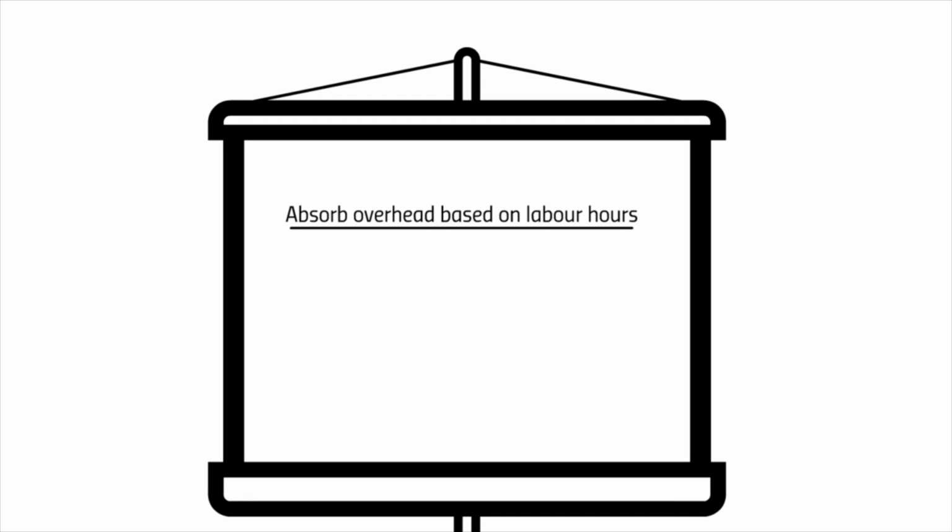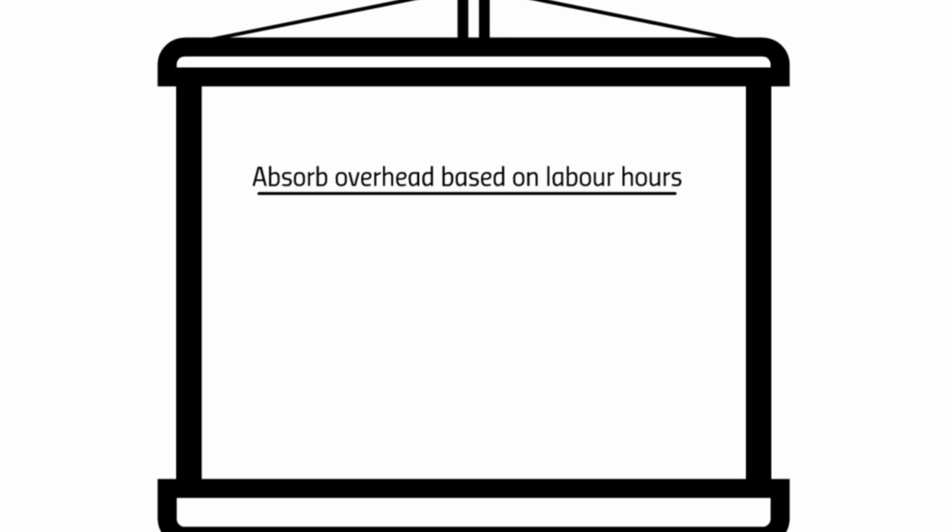Absorption costing is covered in other areas of the syllabus, but essentially what we're looking to do here is to calculate the full production cost of a single pie. So what we therefore need to know is how much of the total overhead cost the business incurs we need to allocate to each unit, so each pie produced.